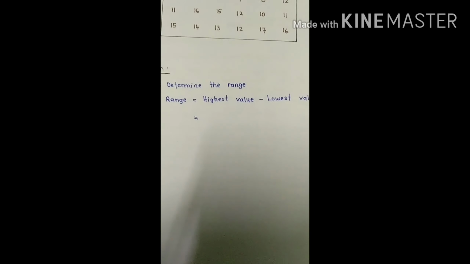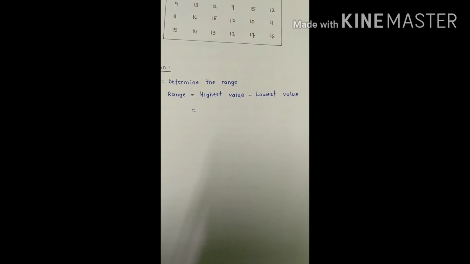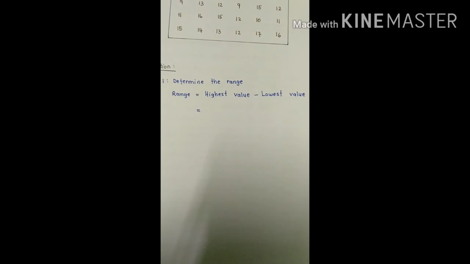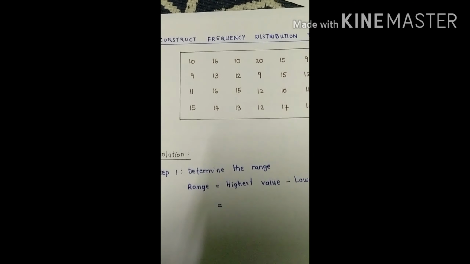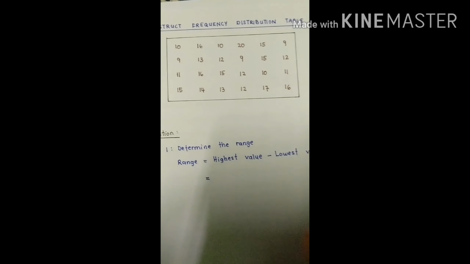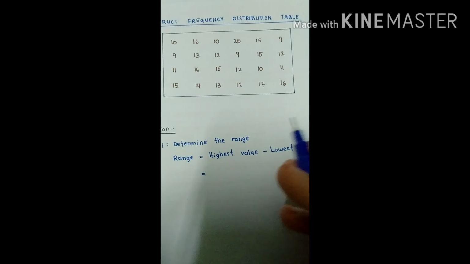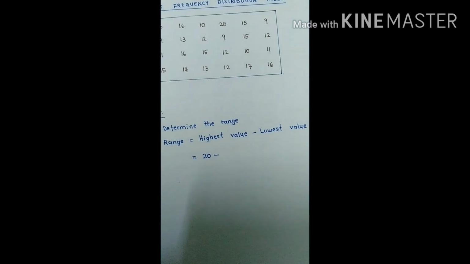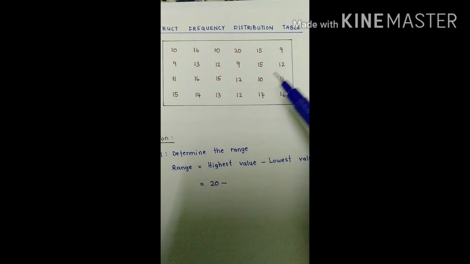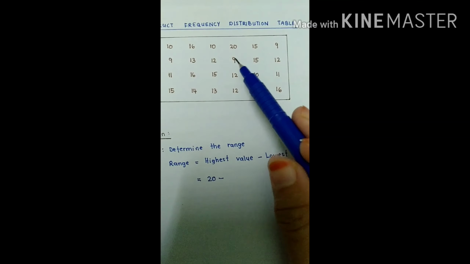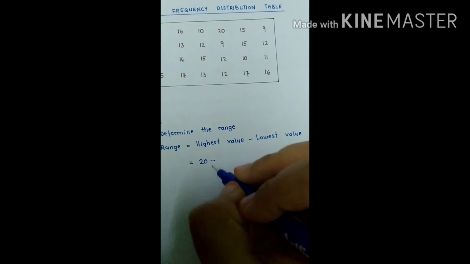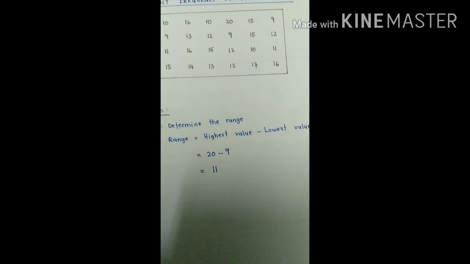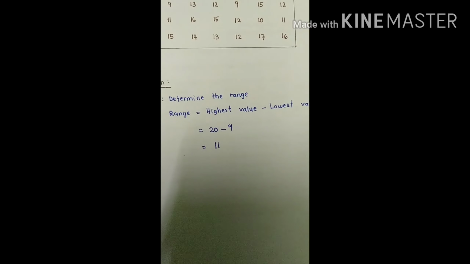This is the formula to find the range. Range is the highest value in the set of data minus the lowest value in the set of data. From this set of data, we can see that the highest value is 20. So we write 20 and then minus the lowest value, which is 9. So 20 minus 9 is equal to 11. So 11 is the range of our data.